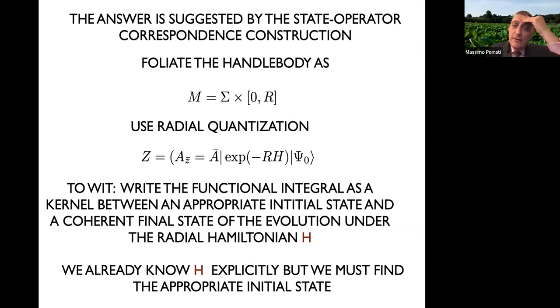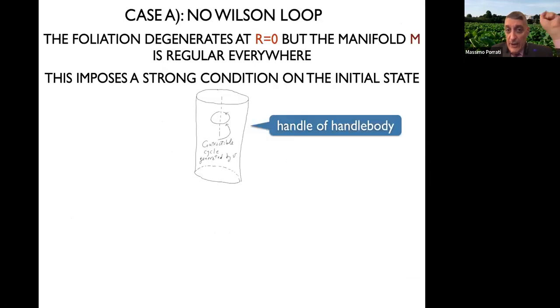Before that, though, let me notice that when I said that my manifold is obtained by foliating a Riemann surface, I skipped on a very important fact that, of course, this foliation has to degenerate somewhere because M is a handlebody. And that is actually quite important, because it will tell us basically what must be the initial state. So when you describe a handlebody with a foliation, of course, this cannot be true everywhere. At the origin, at radius r equal to 0, the manifold is regular, but the foliation is singular.